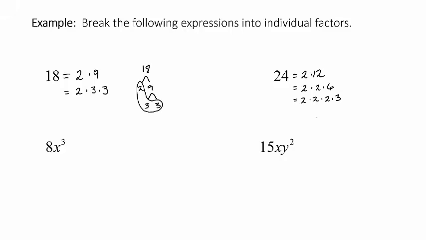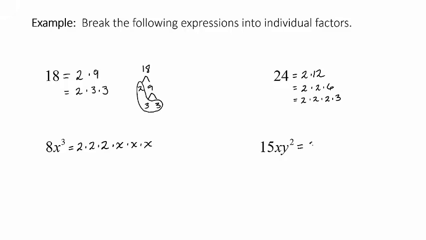So let's go to 8x cubed here. So 8, I think of that as 2 times 4. And 4, of course, is 2 times 2. So 2 times 2 times 2. And we established over here when we were doing the factors of 24 that 8 is 2 times 2 times 2. And then x cubed is just x times x times x, right? So breaking something down into its factors, we can think about it this way.